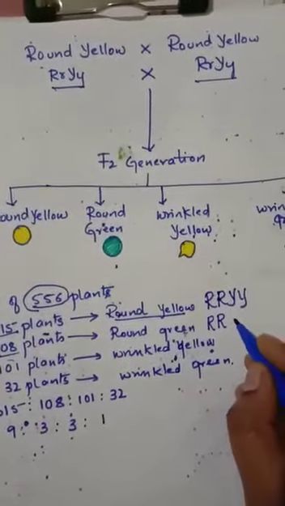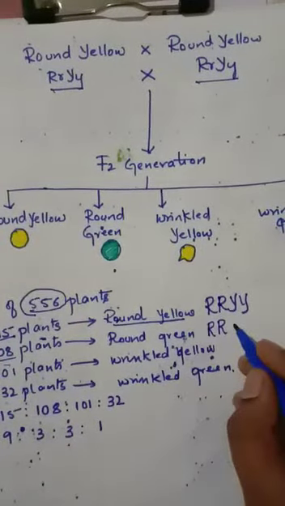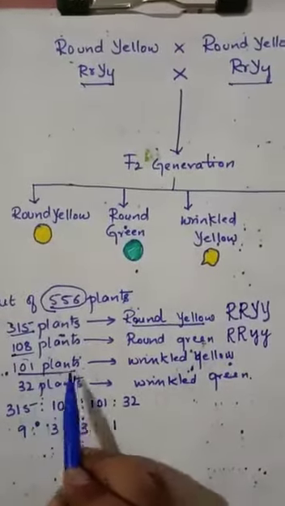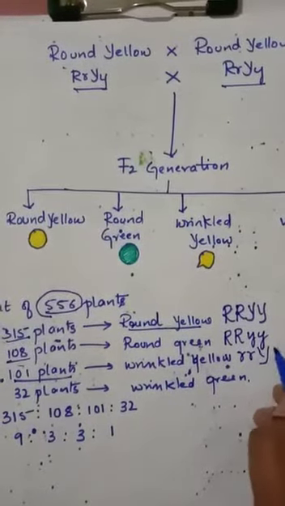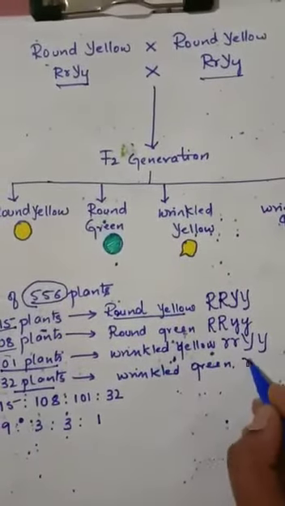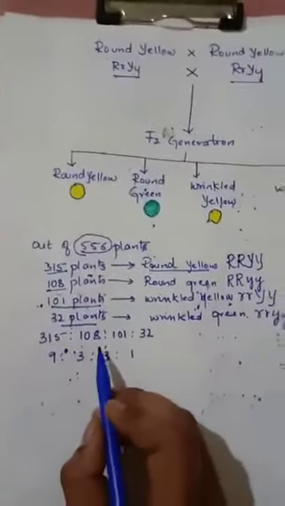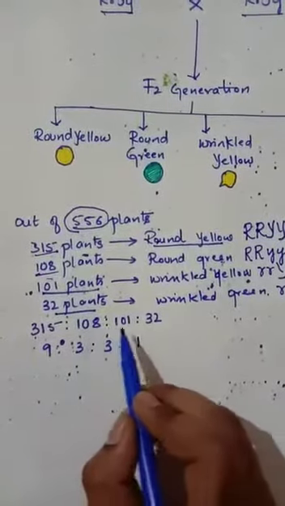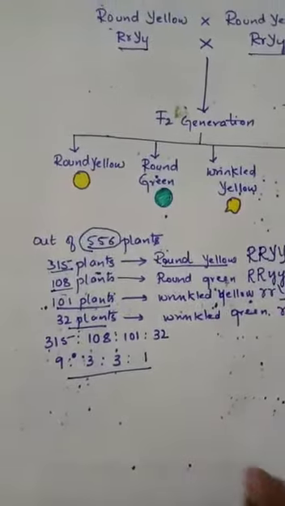Green is, what is green? That is small y and small y. And 101 plants were wrinkled yellow, that is small r, capital Y. 32 plants were wrinkled green, that is small r, small y. So here he wrote it in ratio form: 315 is to 108 is to 101 is to 32. We got 9 is to 3 is to 3 is to 1.